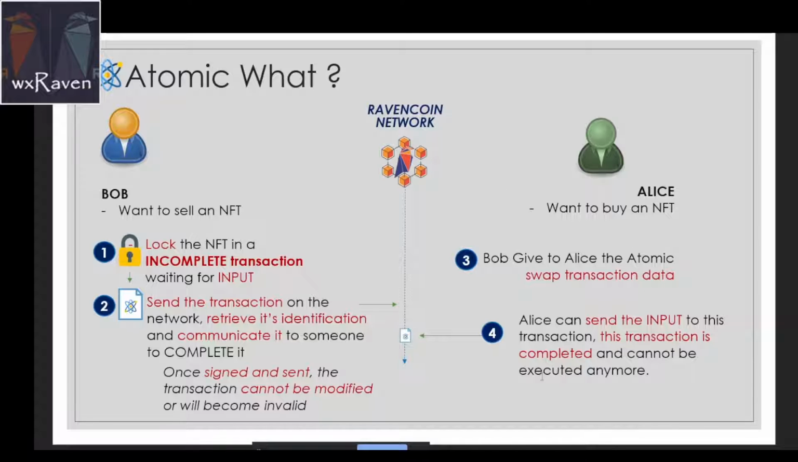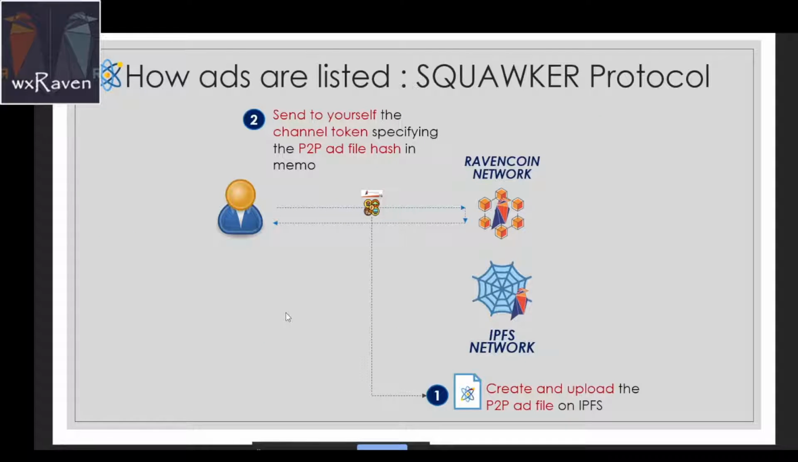It's really the atomic swap, the transaction itself. But it was not the biggest challenge. The biggest challenge was to provide the listing part as well, because now Bob has created his transaction, but he needs to communicate the possibility of buying his token to the rest of the world. And the way we do that is going through the Squawker protocol, which is coming from one of the developers on the Ravencoin Discord.